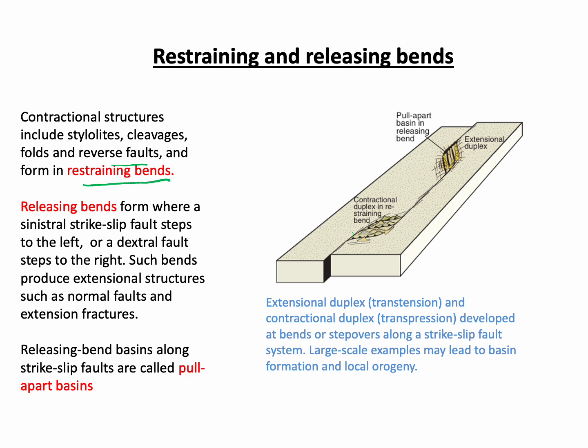And a releasing bend, as the name suggests, forms when a sinistral strike-slip fault steps to the left and a dextral fault steps to the right. Generally, such a bend produces extensional structures such as normal faults and extension fractures. And the basins along the strike-slip fault at a releasing bend are called pull-apart basins. So, as the name suggests, restraining, in this we see the contractional structures.